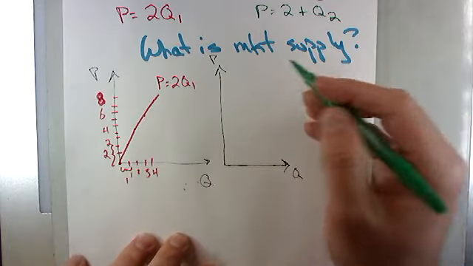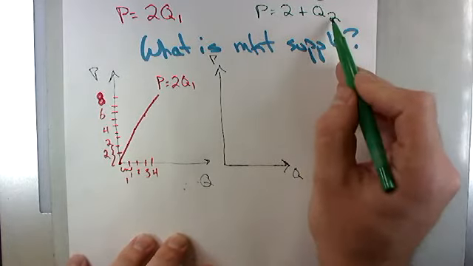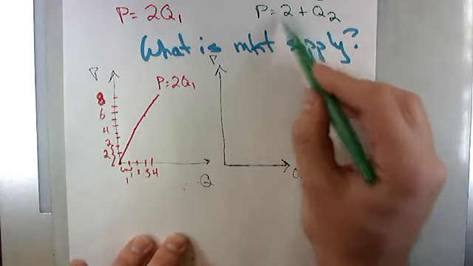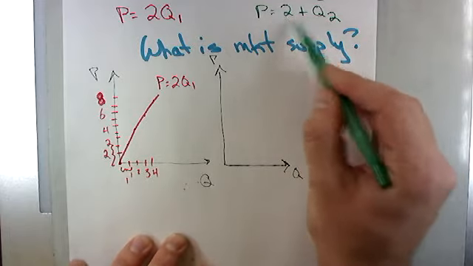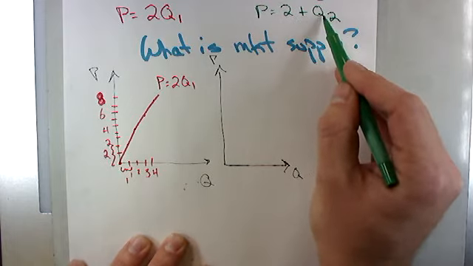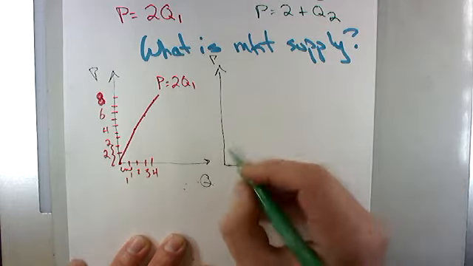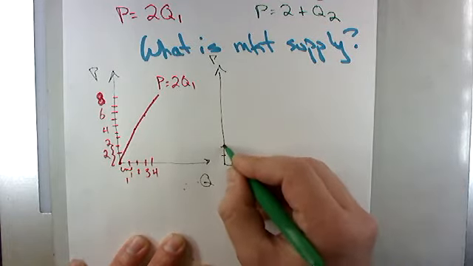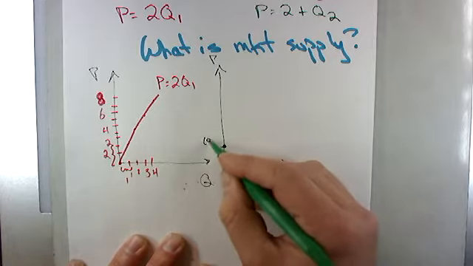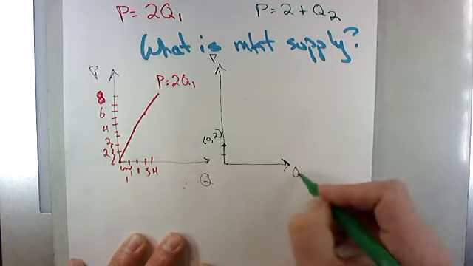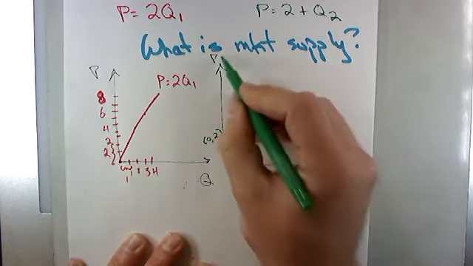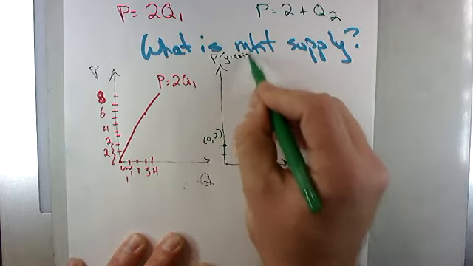we've got our second one, P equals 2 plus Q2. So do I start it at the origin here? No, because I have something that's added to my Q. Since it's 2 plus Q, when I put 0 in for Q2, I actually get a price of 2. So I'm going to start at 0, 2 if we were using our coordinate system, because 0 refers to the x-axis, which is in this case the quantity, and 2 is referring to the y-axis, which in this case is the price.